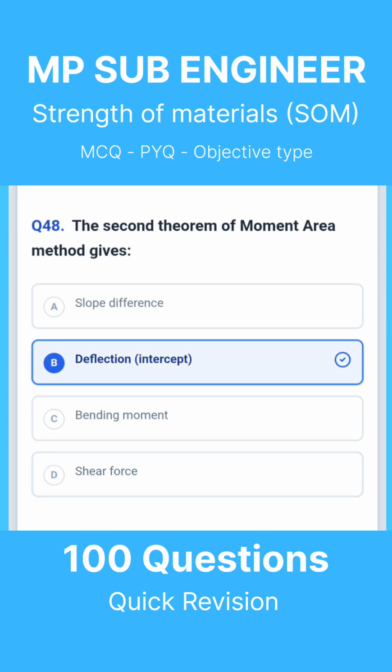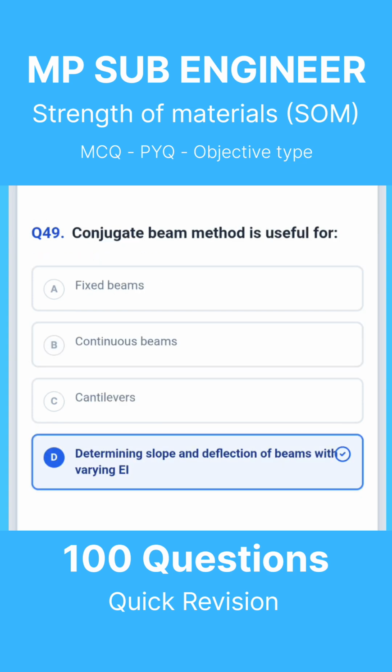Question 48. The second theorem of moment area method gives. The correct answer is deflection intercept. Question 49. Conjugate beam method is useful for. The correct answer is determining slope and deflection of beams with varying EI.